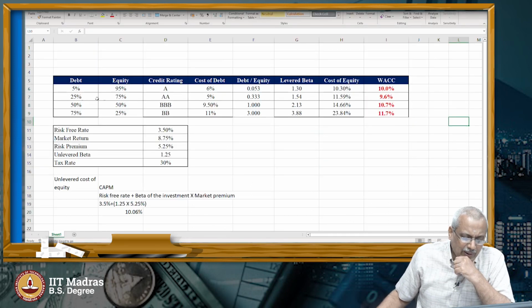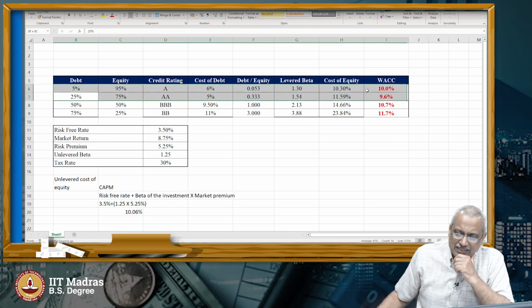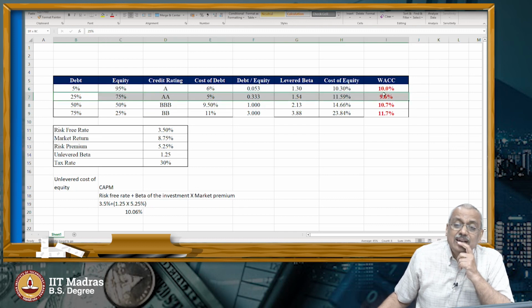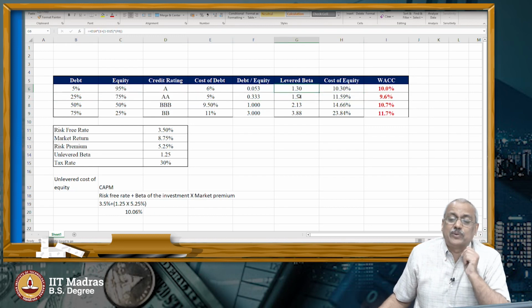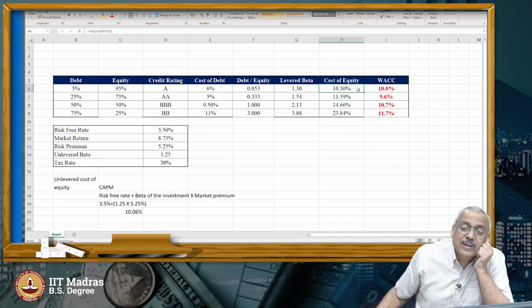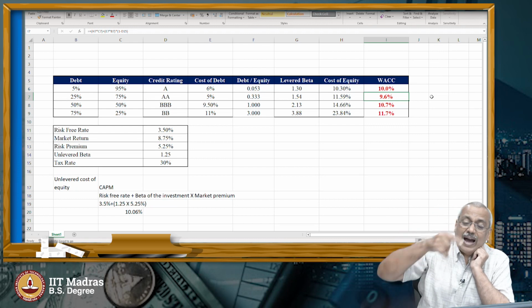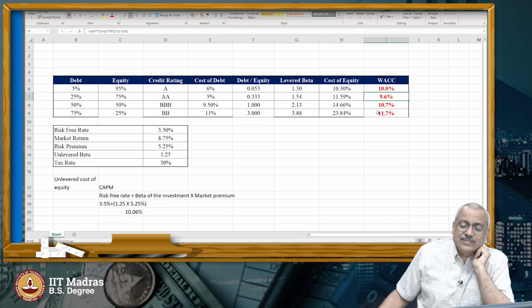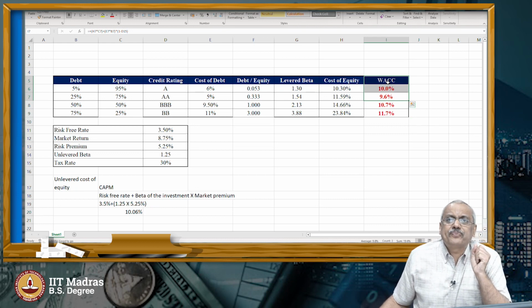Here you can see, the moment I have 5% debt, 95% equity, my cost of capital is still higher. The moment I bring in 25%, my cost of capital keeps reducing. Though the risk level of the equity holders is higher and cost of equity is higher, my overall cost of capital is reducing. As debt increases again, my overall cost of capital keeps increasing. As debt goes beyond 25%, my cost of capital will keep increasing. So you reach something called a sweet spot.